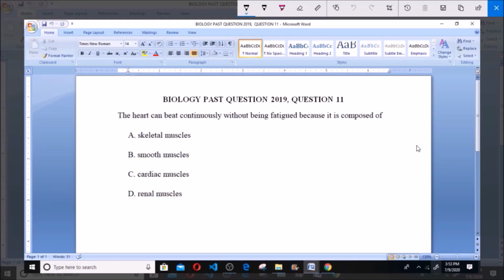Hello, good day. Today we'll be dealing with biology past question 2019, and we'll be solving question 11. The heart can beat continuously without being fatigued because it is composed of A. Skeletal muscles, B. Smooth muscles, C. Cardiac muscles, D. Renal muscles.